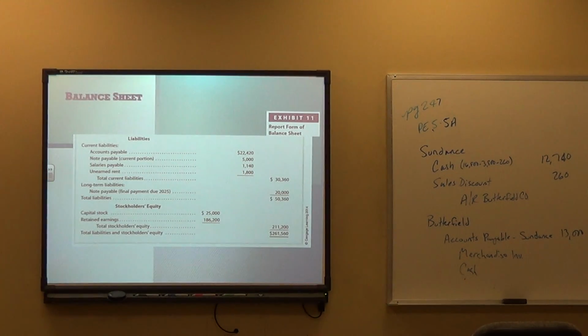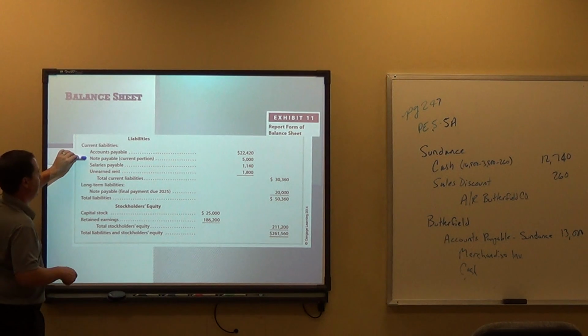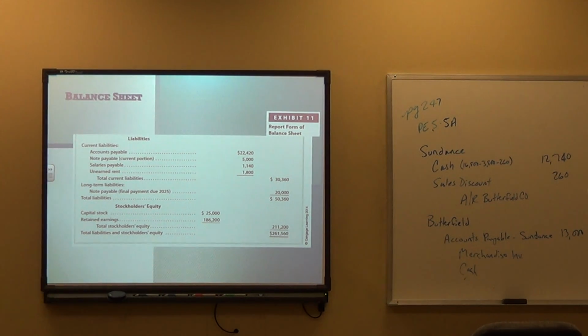And then we'll look at the next part here, which is our liabilities. So this is a report form, so it just comes down. The next thing is our current liabilities. Then we have any long-term liabilities, so anything over a year that we may owe on. And so this is the current portion of our notes payable, what's due in the next year. So that is this area here, liabilities.